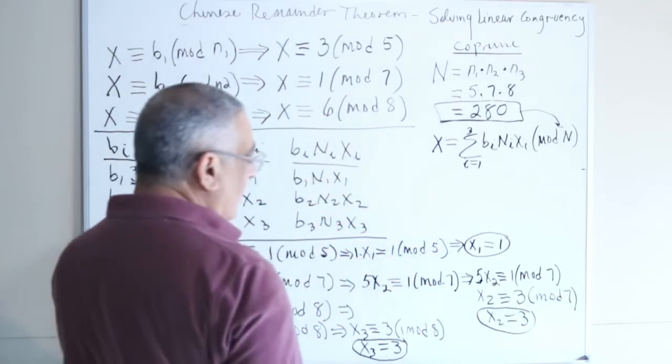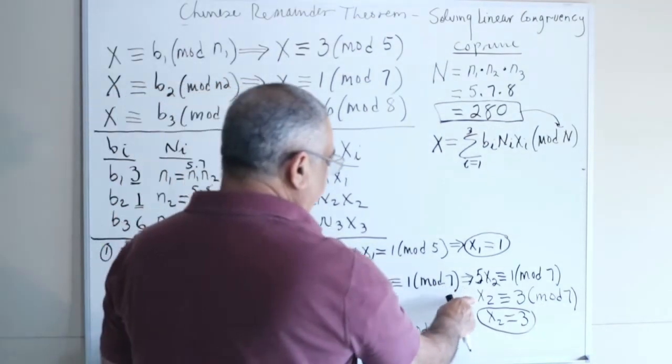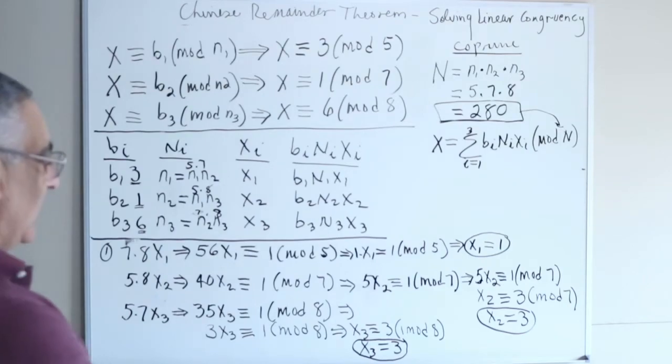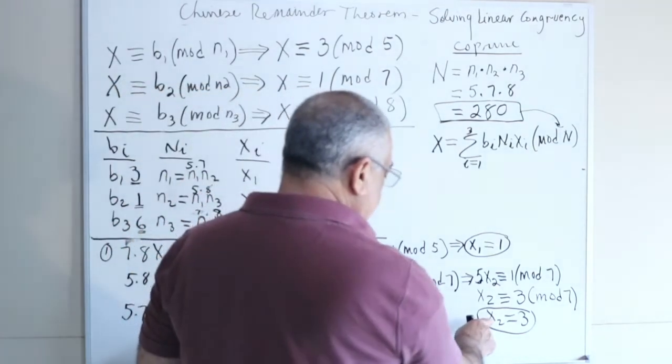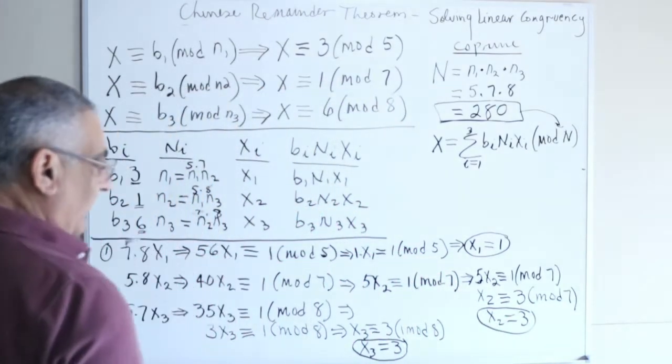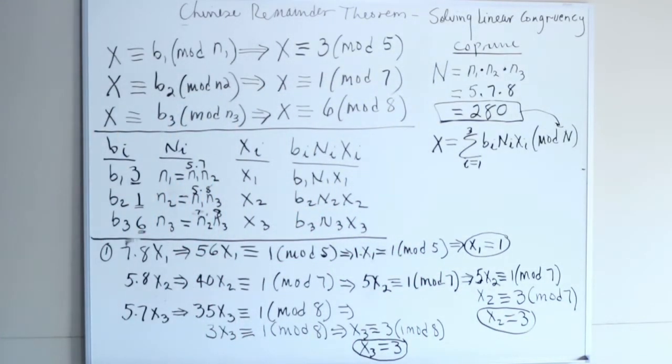So x2, since I multiplied the 5 by 3, the 1 needs to be multiplied also by 3. So therefore x2 is 3. So now I got a value for x2. x2 is now 3. So let's continue.